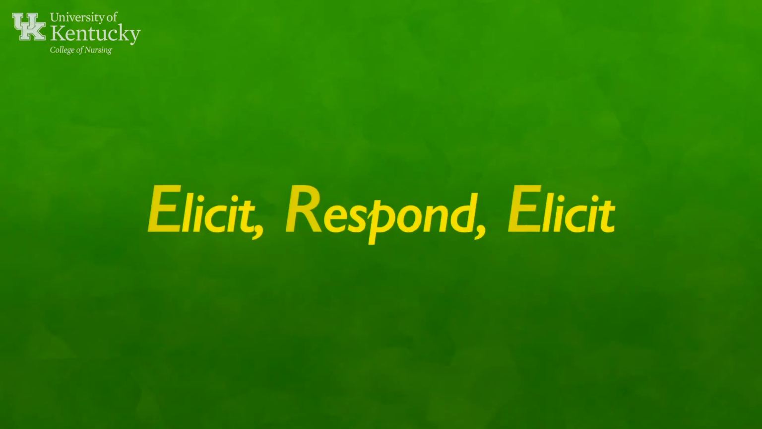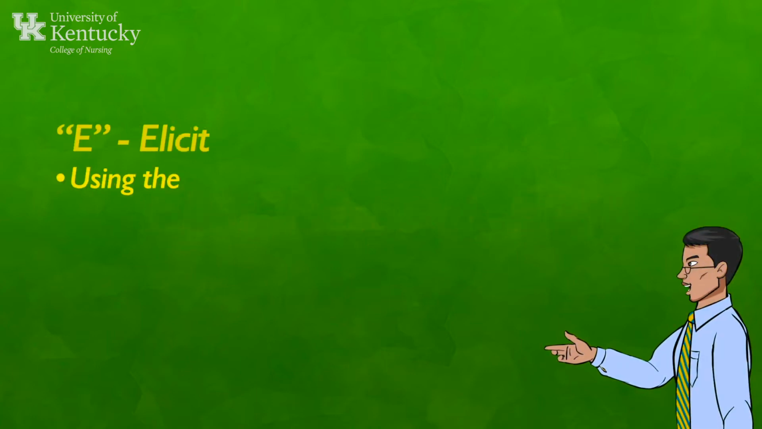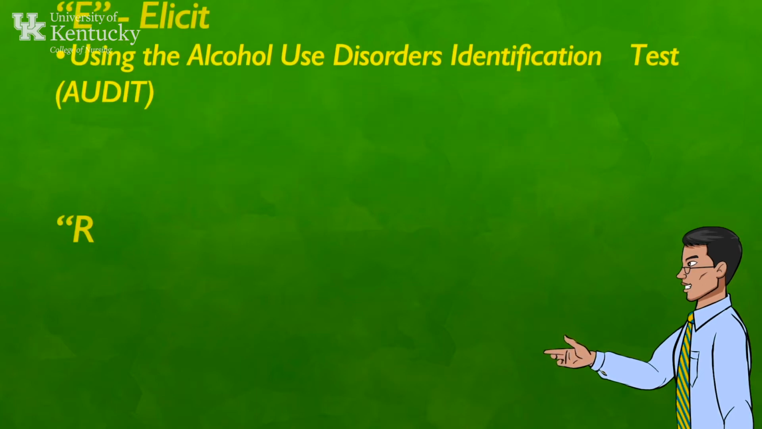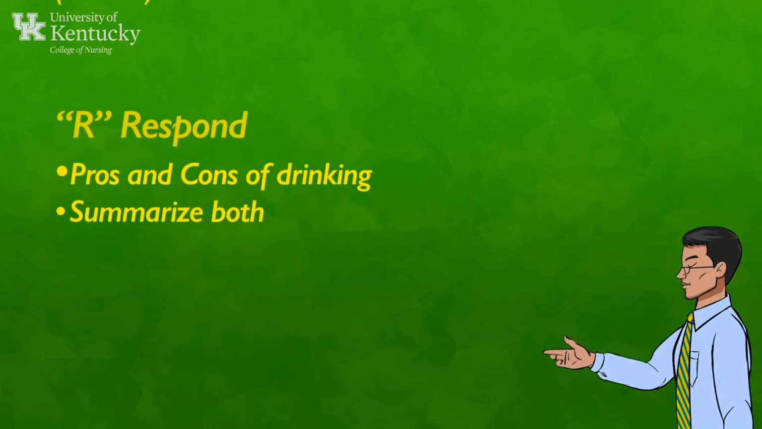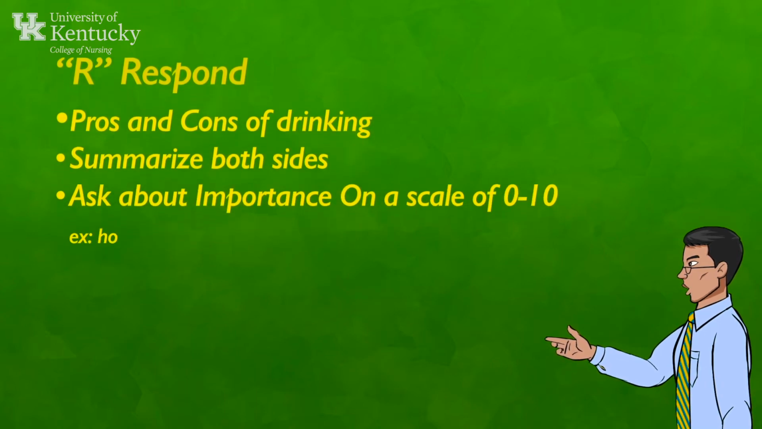We will be using the ERE strategy: Elicit, Respond, Elicit. E, Elicit, using the Alcohol Use Disorders Identification Test, AUDIT. R, Respond. Pros and cons of drinking. Summarize both sides. Ask about importance on a scale of 0 to 10.